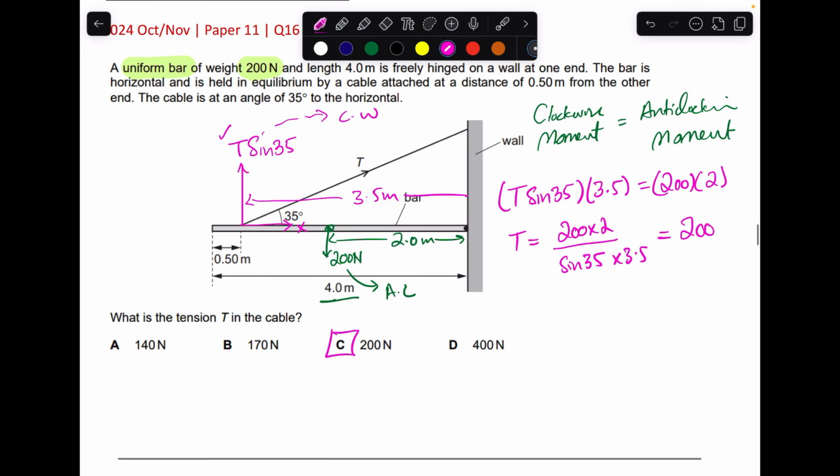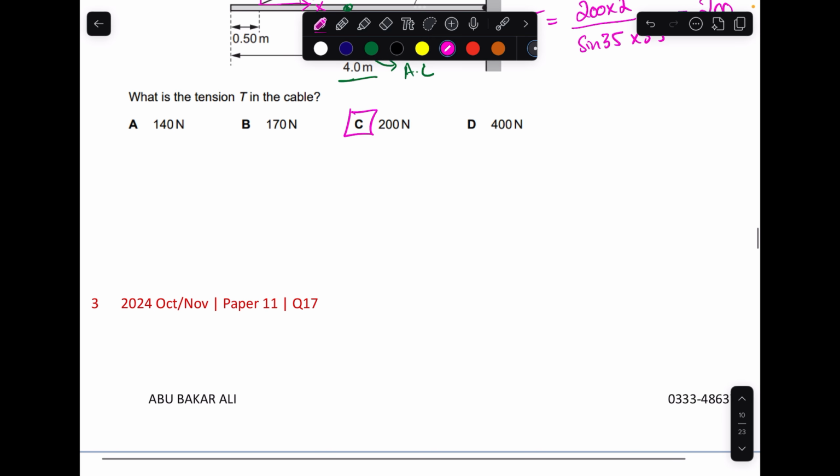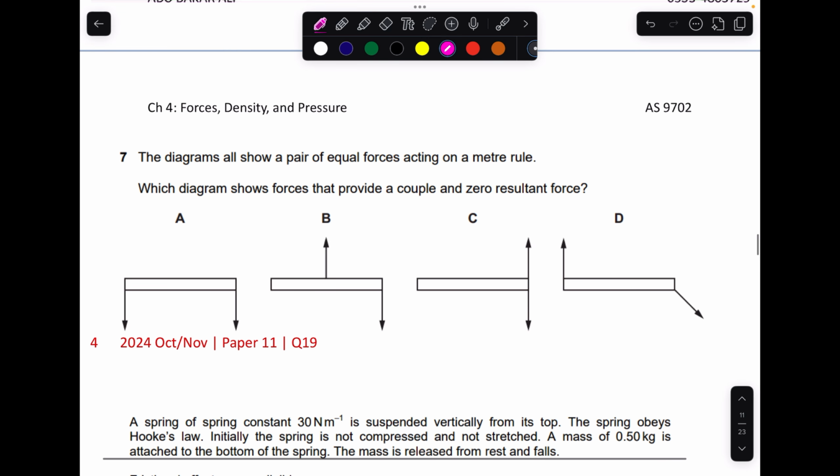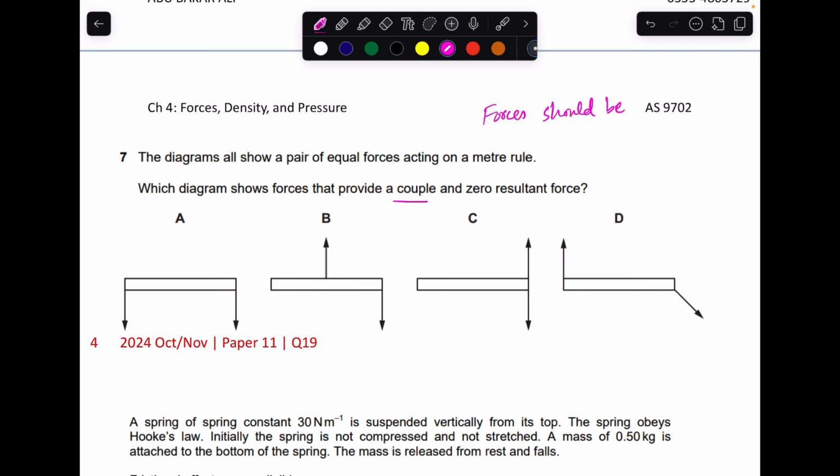In the next question, the diagrams all show a pair of equal forces acting on a meter rule. Which diagram shows forces that produce a couple and a zero resultant force? For a couple, we know the forces should be equal and opposite in direction.